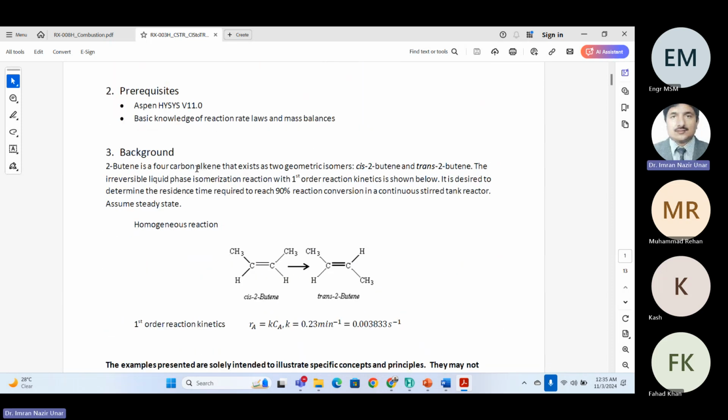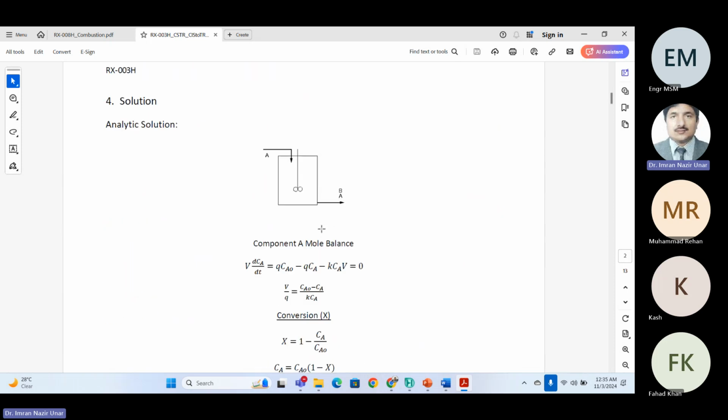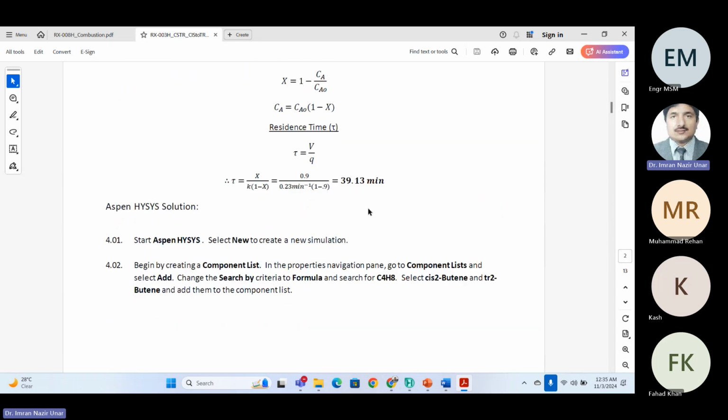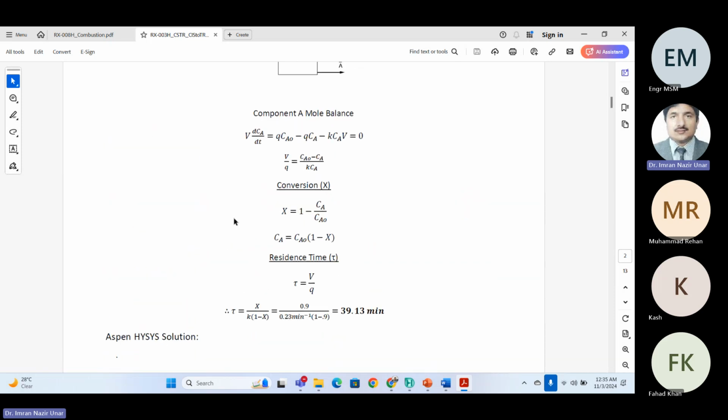2-butene is a 4-carbon alkene that exists as two geometric isomers. The irreversible liquid phase isomerization reaction with first order reaction kinetics is shown below. It is desired to determine the residence time required to reach 90% conversion. For how long should we keep it in this CSTR to reach 90%? The answer they got is approximately 39 minutes, according to this mathematical understanding.